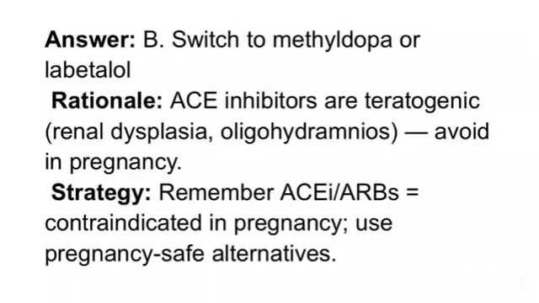Rationale: ACE inhibitors are teratogenic, causing renal dysplasia and oligohydramnios, so avoid in pregnancy. Strategy: remember ACEI/ARBs are contraindicated in pregnancy, use pregnancy-safe alternatives.